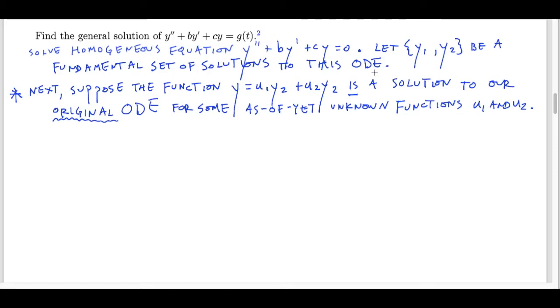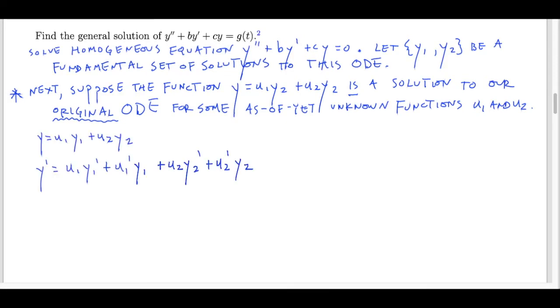Anyway, since I need this to be a solution to my ODE, I should use the usual trick. Let me identify the appropriate derivatives. Let me plug them into my original differential equation.